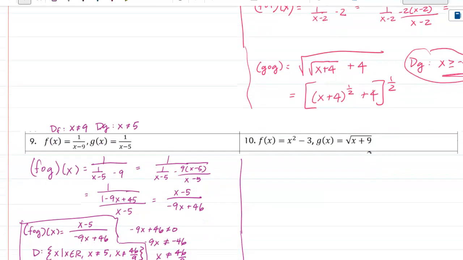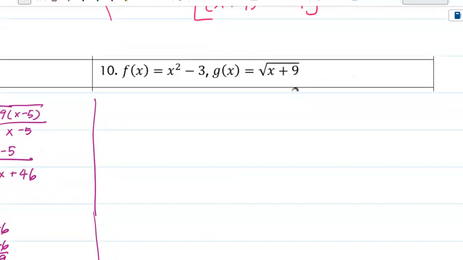Okay, next one. Let's go ahead and write down what I have to do. I have to do f of g, g of f, f of f, and g of g. The domain of f is all real numbers. The domain of g is going to be x is greater than or equal to negative 9.